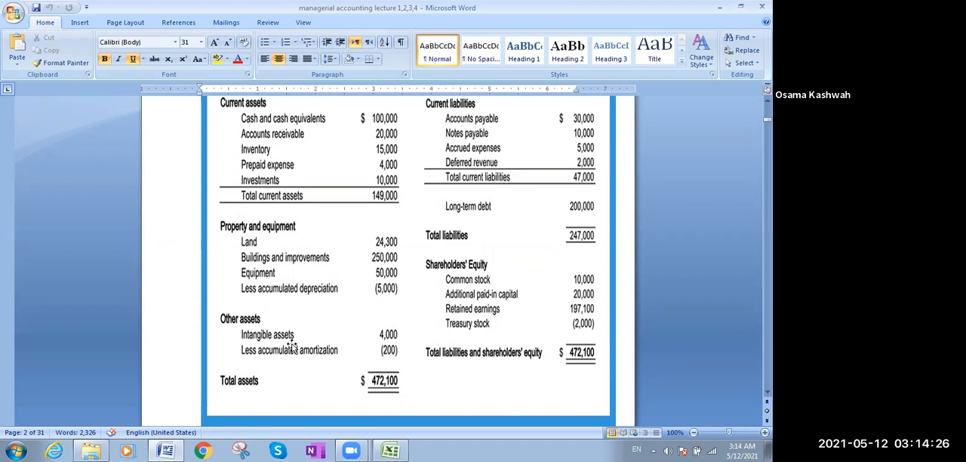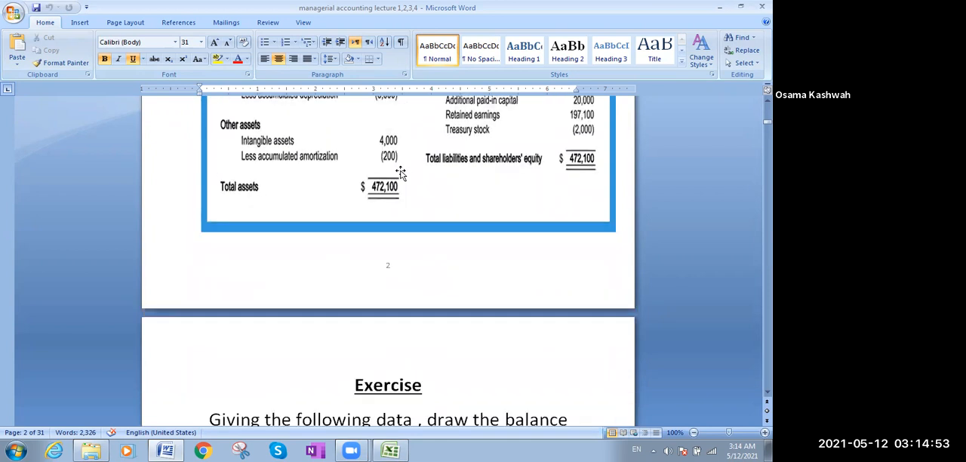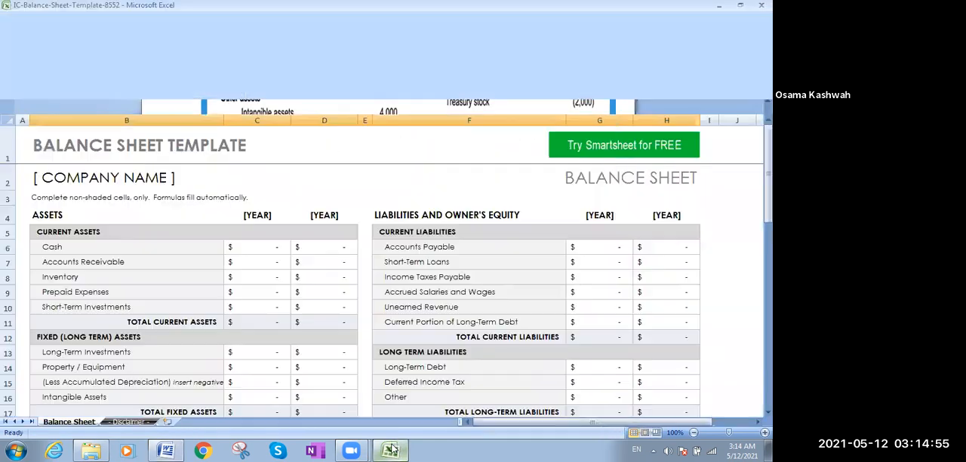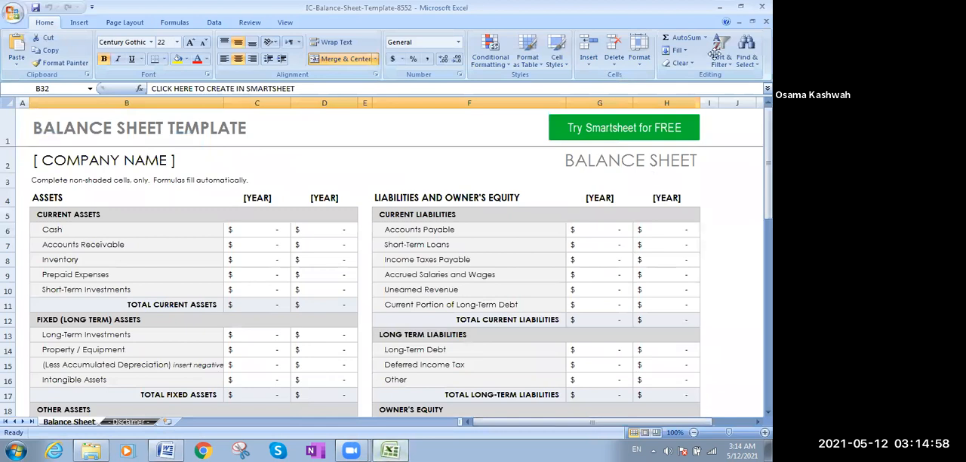So based on which is weaker, which is less than the other, the less we fill the gap with, if the less was here, we'll fill the gap with intangible assets. If the less was here, we'll fill the less with the capital. Now I will move after this quick presentation into the meaning of the balance sheet, into how to calculate the balance sheet through the program of the Excel.